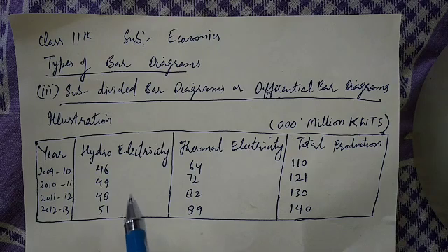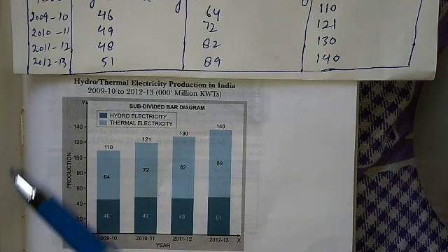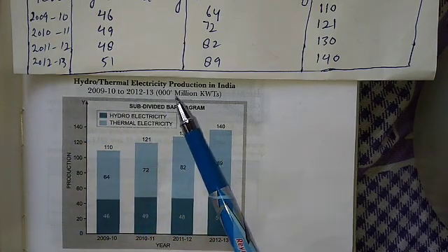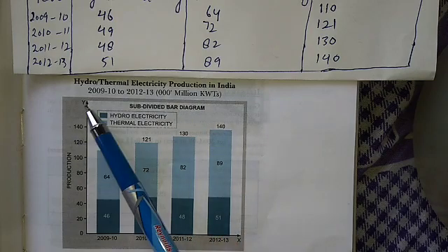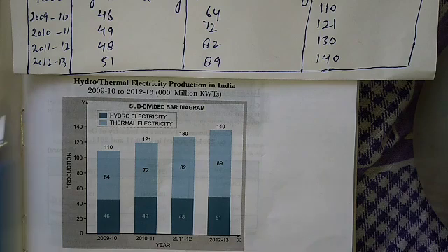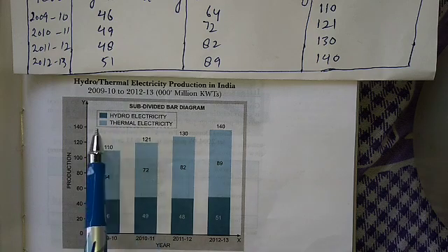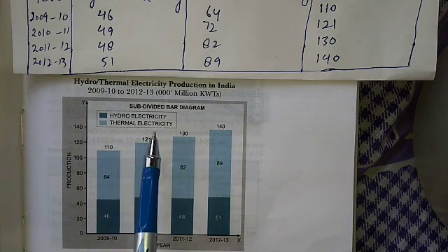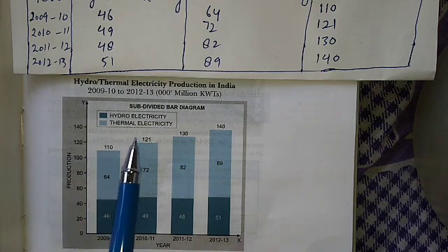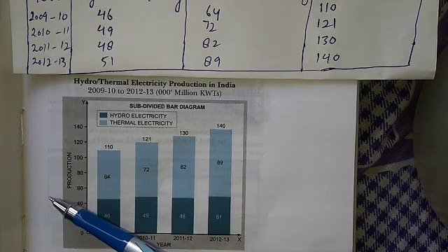Now you can show it here. Hydrothermal electricity production in India 2009-10 to 2012-13, million kWts. Now you see, this shade shows hydroelectricity and this shade shows thermal electricity. Now we have to make a subdivided bar diagram. This x-axis shows the year, y-axis shows the production.